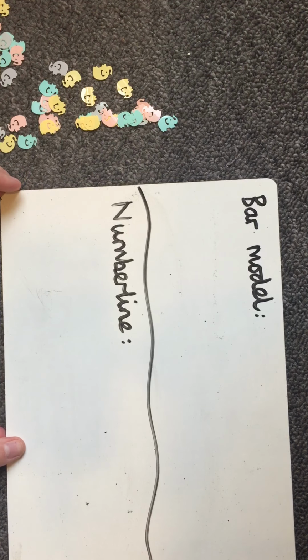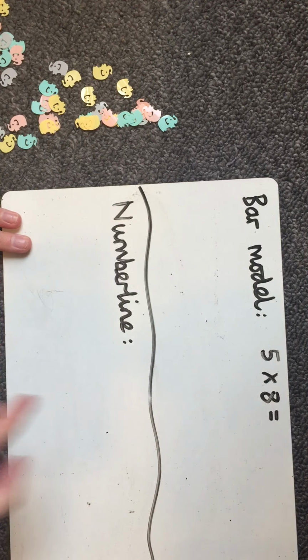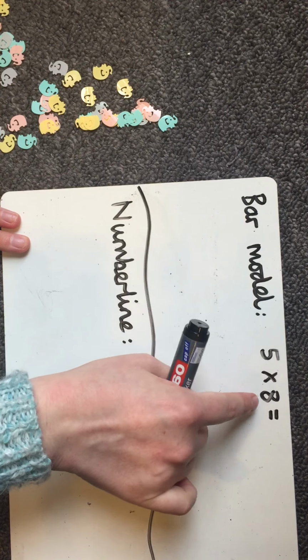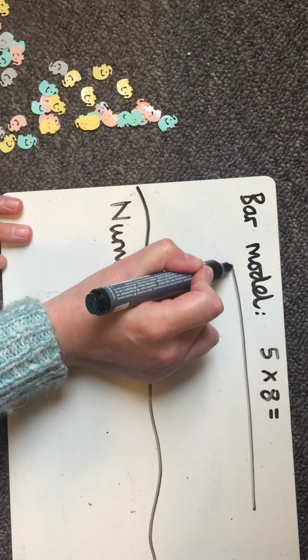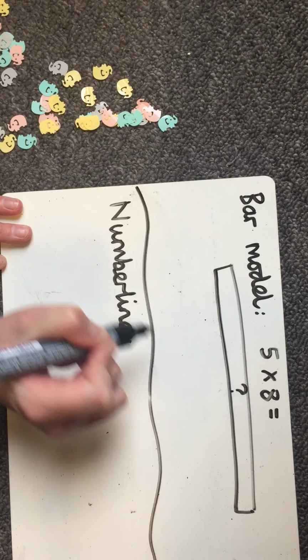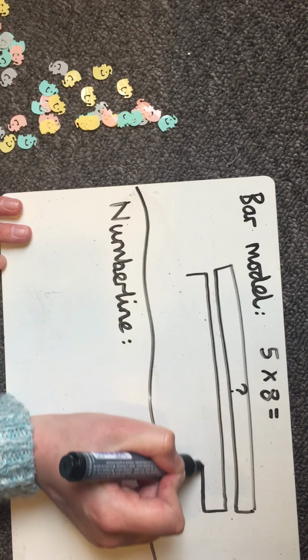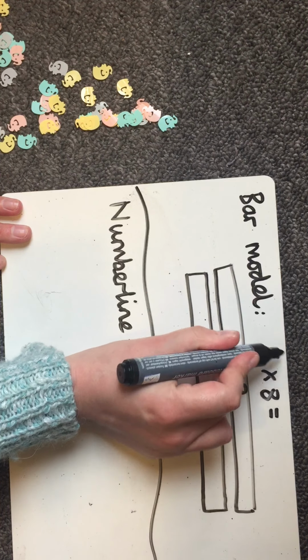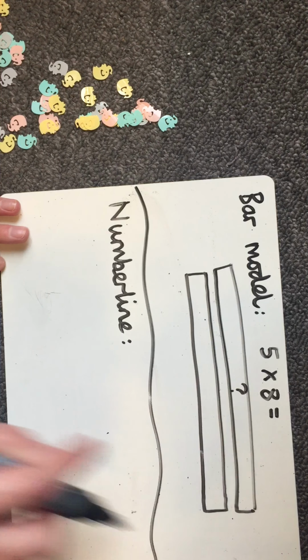So the next one is bar model. So same number sentence, 5 times 8. Because I'm timesing 8, I know this number is going to get bigger. So my answer is going to be my whole. So I draw my bar. I'm not sure what this is yet. I draw my other bar underneath. Remember, it's the same size because 5 times 8 has to be the same as my whole. It's equal to, so it's equal sized.